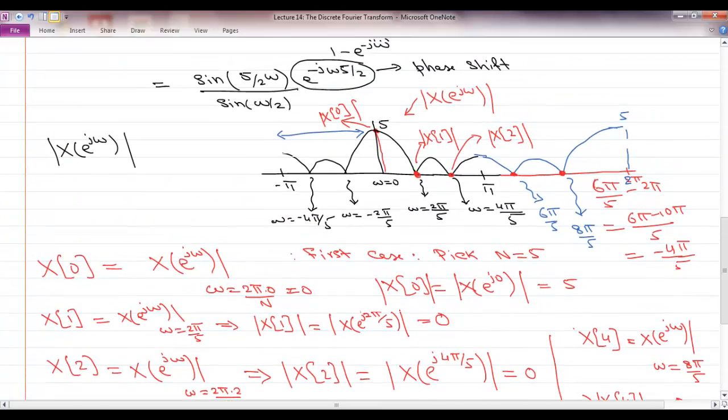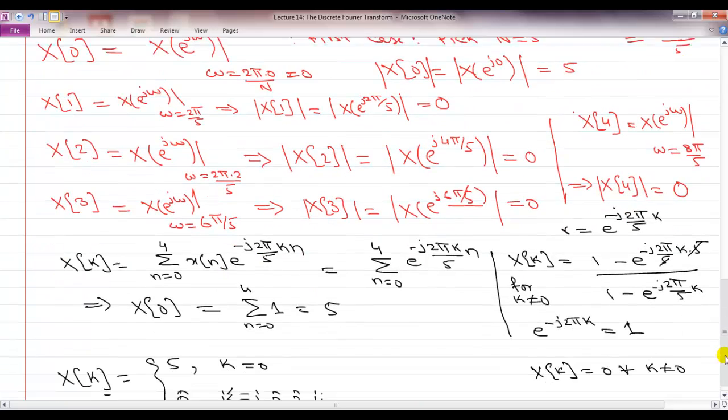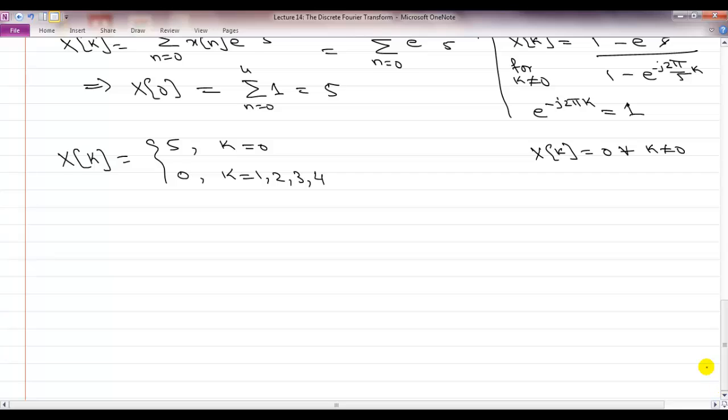If you go back and look at our plot, X of 0 was equal to 5, and then all the others were 0. Right? So this is just to verify that both approaches give you the same expression, but we want to go back to the point that the DFT helps you learn something about the DTFT. So I'm going to stick with the same example and just remind you what our DTFT looked like.